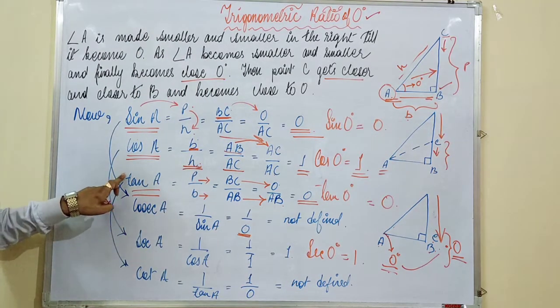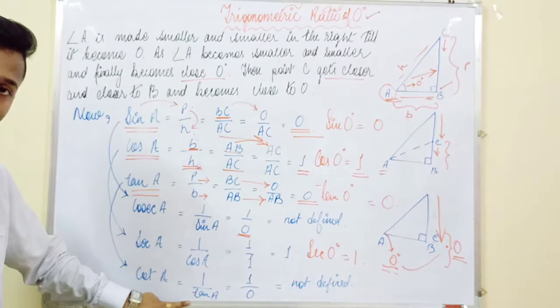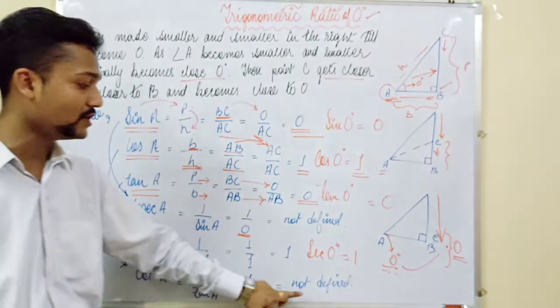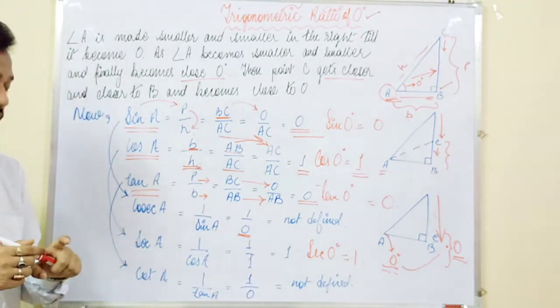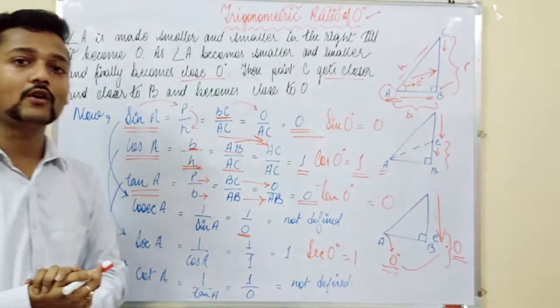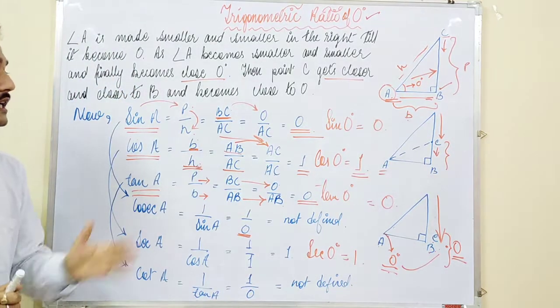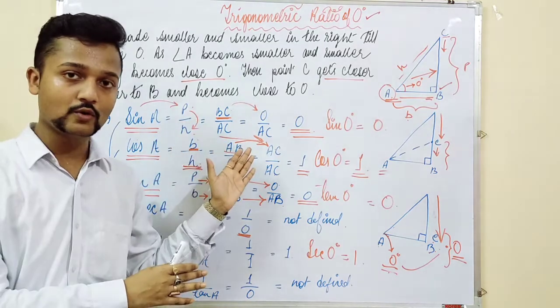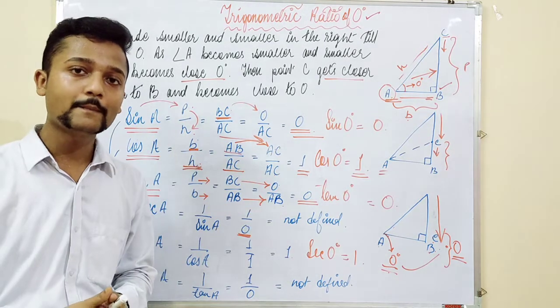Here tan A is equal to 0. That means cot A is equal to 1 by tan A, and tan A is equal to 0. That means 1 by 0 is equal to not defined. So we have done the trigonometric ratios of 0 degree. I hope you have understood whatever is being taught. If you want to note it down in your notebook, you can note it down quickly. I will move on to the next part.